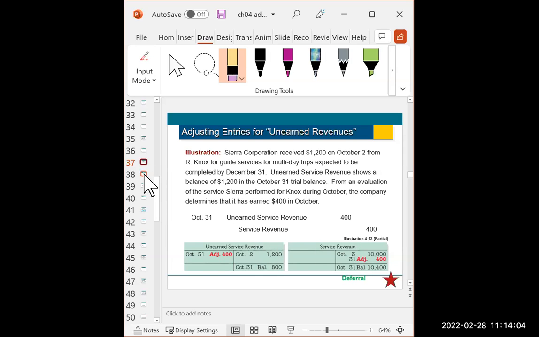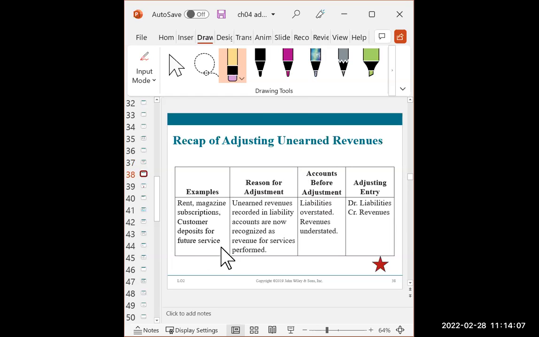Okay. All right. So here's examples of unearned service revenue. We have rent, magazine subscriptions, customer deposits for future service, tickets for events, plane tickets, hotel reservations, things like that, things that you're paying for in advance that you haven't used up yet. I wouldn't worry about the reason for adjustment right now or the accounts before or after, but I would remember that the adjusting entry is to debit a liability, which is going to be unearned revenue, and credit the revenue. Okay. All right. So we are going to do one of these together as a sample.